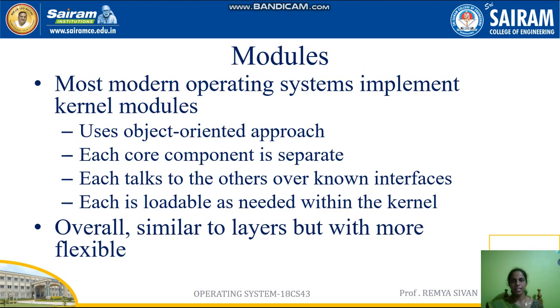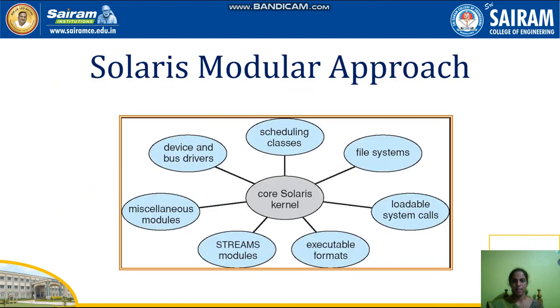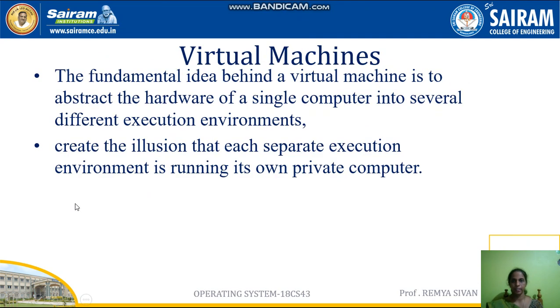And the next one is modules. Most modern operating systems implement kernel modules. Kernel modules means there are different modules for each function, following an object oriented approach. Each core component is separate. That component will be one module, and these modules talk to each other over known interfaces. Each is loadable as needed within the kernel. Overall it is similar to layers but more flexible. These are the layers and this is the kernel. All modules are dynamically connected.